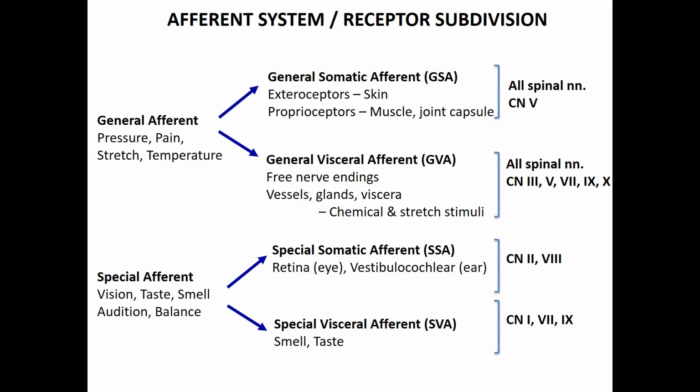Now, this is a general layout of the afferent system of the animal, or the receptors which are present throughout its body, what its subdivisions are, and where you find the nerve fibers for those afferents.